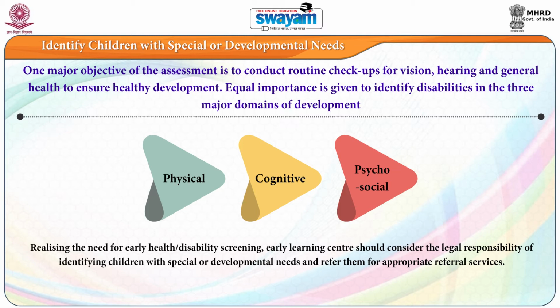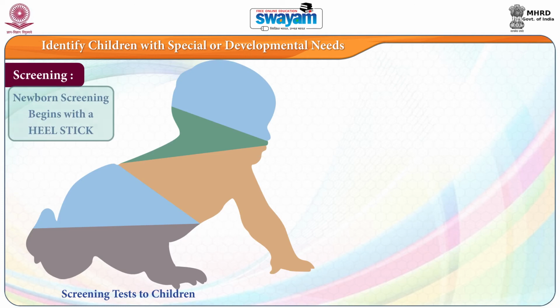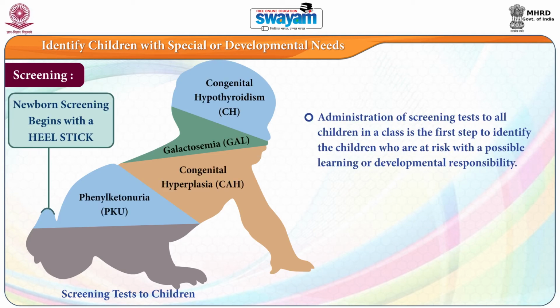Hence, the whole process involves 2 steps. One is screening, second one is diagnostic testing. Screening. Administration of screening tests to all children in a class is the first step to identify the children who are at risk with a possible learning or developmental delay.